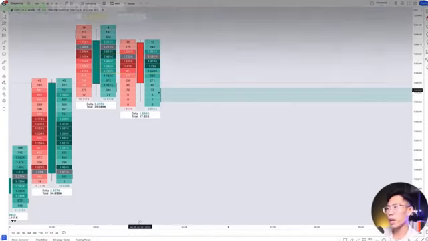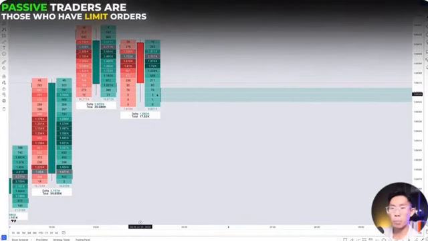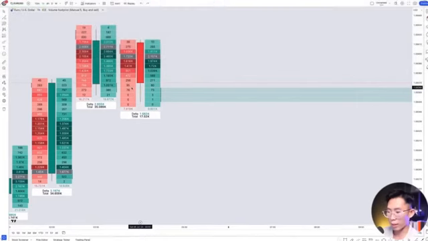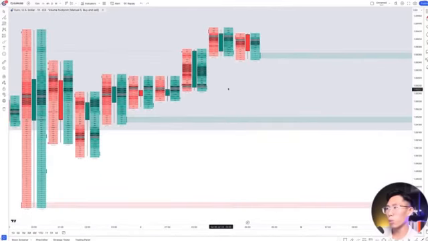And then the passive traders are the ones that have their limit orders, right? They have their buy limit orders, they have their sell limit orders. They are not as aggressive as the aggressors. And yeah, that's basically what footprint does. It shows you who is more aggressive, who is more passive. And like I said, the higher the number, the more aggressive the trader is. And like I said, most importantly, you just want to focus on the volume at the point of interest.